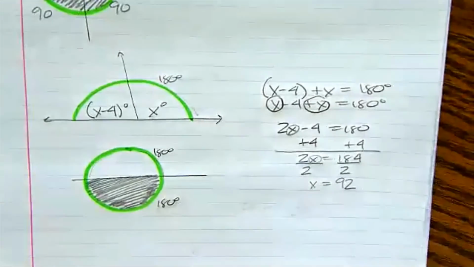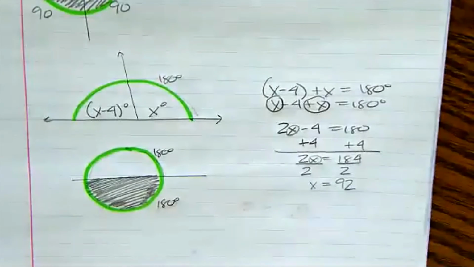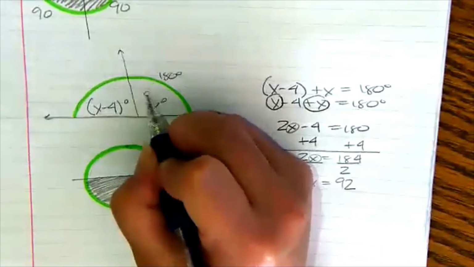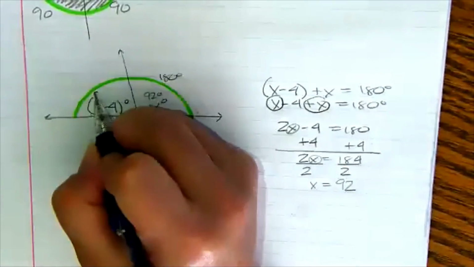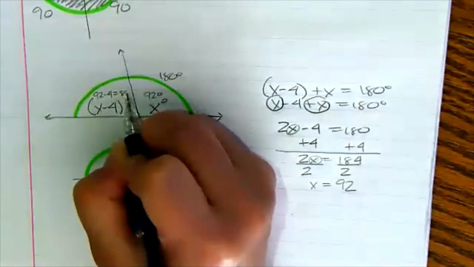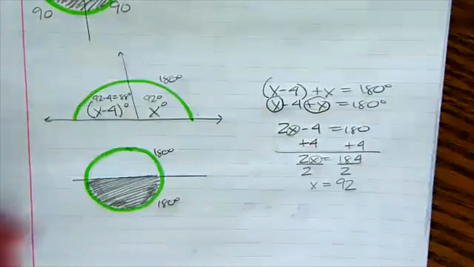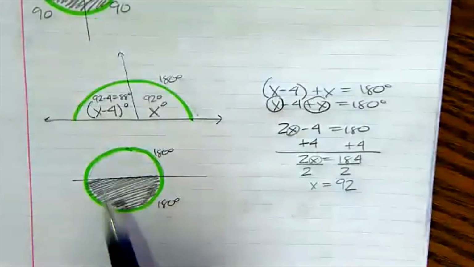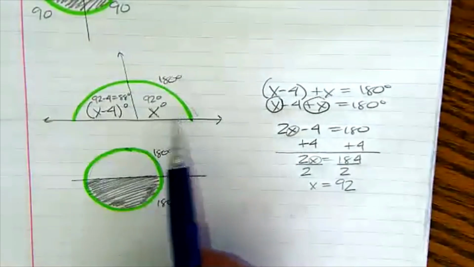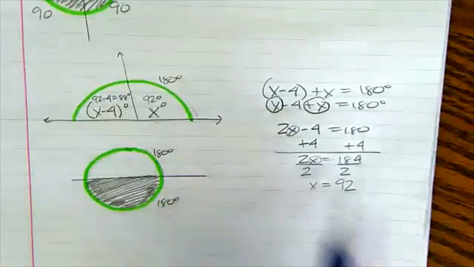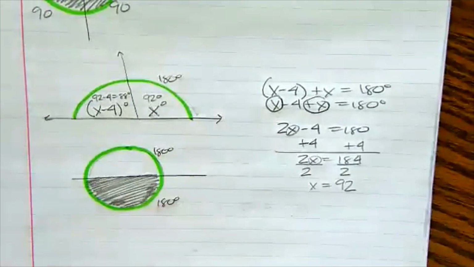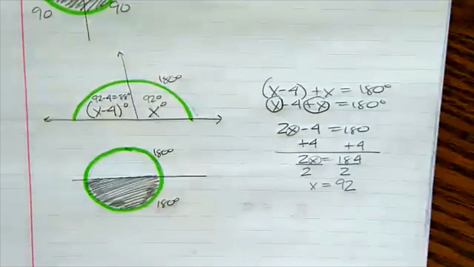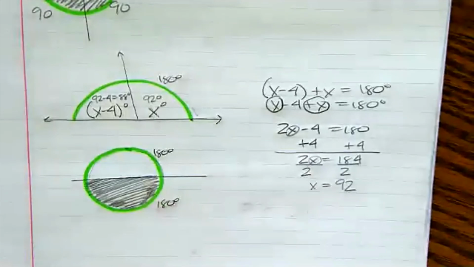X equals 92. So with that being said, x is 92 degrees, and this is 92 minus 4, 88 degrees. So we now know how many degrees each side is. And we use the idea that these are supplementary angles. These two angles, when added together, equal 180 degrees. So that is what we are doing for the lesson today. That's the whole lesson, complementary and supplementary angles.